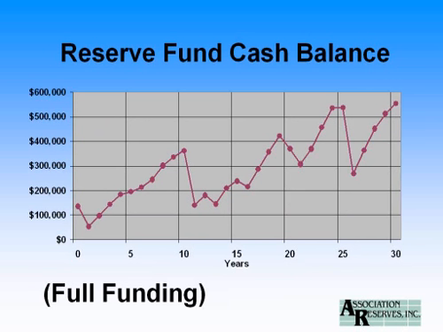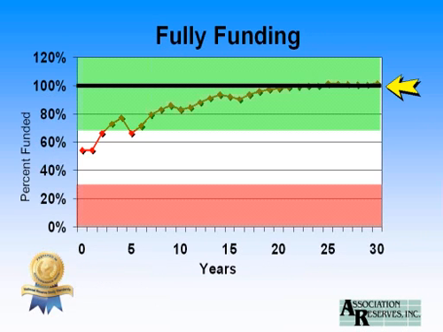But the question is, is this enough, or obviously, is it too much? Why would you ever want this much money in the bank? And again, to provide some more insight, I've plotted that same information on a percent funded basis. Now, looking at reserve fund strength, you can see that this association gradually approaches the 100% funding level. That's why it's called a full funding plan. And remember, we use the cash flow calculation method.